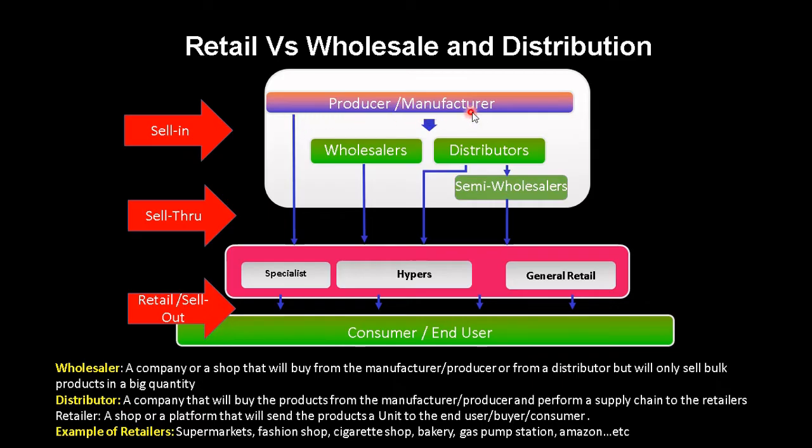The first transaction to look at is the selling transaction. When a producer or a manufacturer sells products in bulk to a wholesaler or a distributor, this step is called selling. When the wholesaler and distributor sell the product to retailers, and in this case we can see from the image they are specialists, hypers, general retail, or any kind of different retail, this step is called sell-through. Retail is all about sell-out.